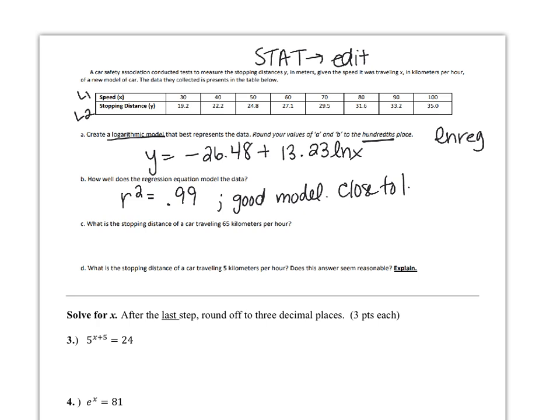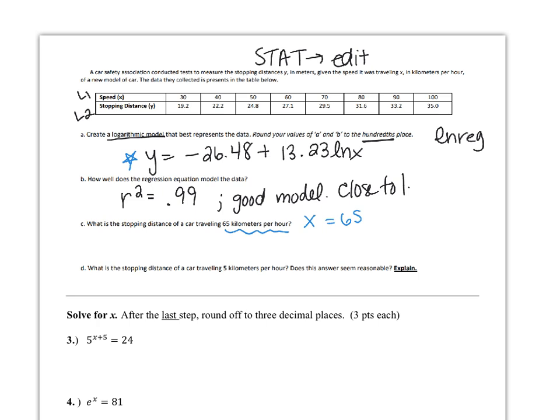It says, what is the stopping distance of a car traveling 65 kilometers per hour? So that means when x equals 65, what is our y? So we can go to our y equals, we can type in this, or we could have stored it in our regression. Either way, your values might be slightly different based on what you do, but it'll be by probably 1 or less. So if we go to second calc value, in our graph, and we put in when x equals 65, make sure your window is big enough.